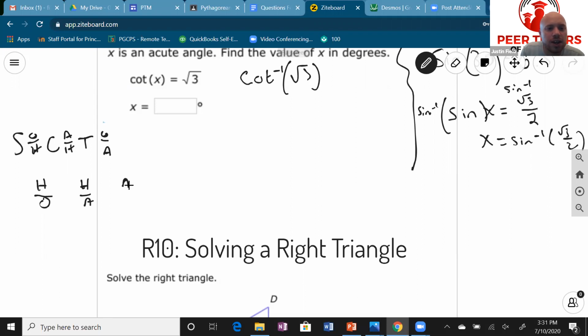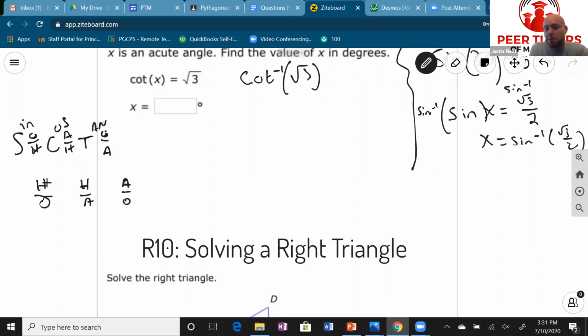And then we can say that we discovered something. Yay. So what are these things called? Opposite over hypotenuse is sine, adjacent over hypotenuse is cosine, and opposite over adjacent is tangent.